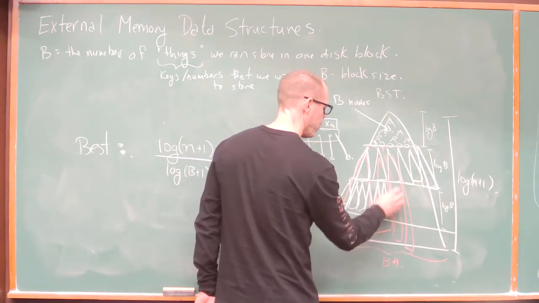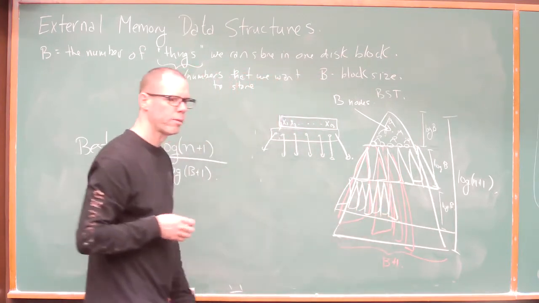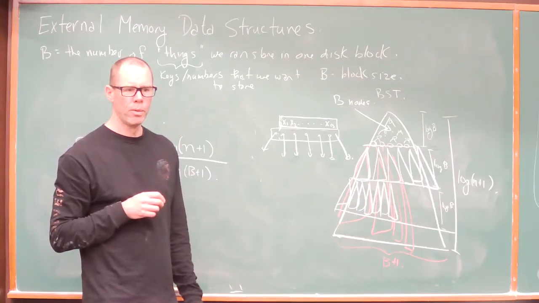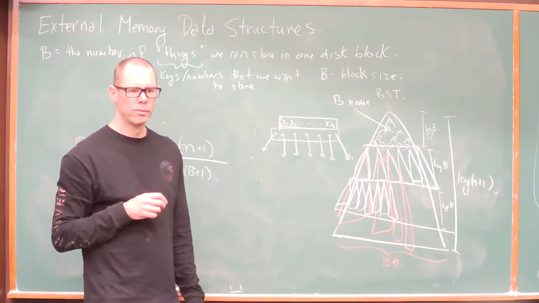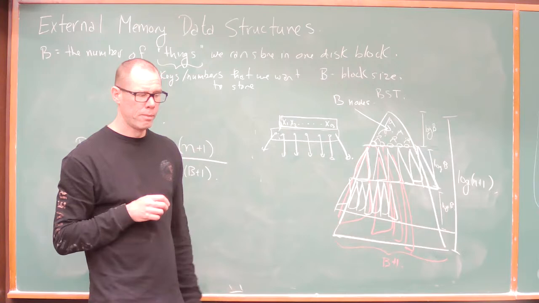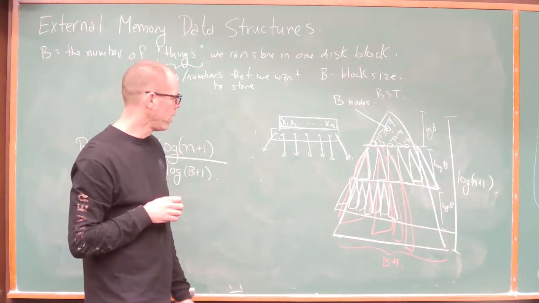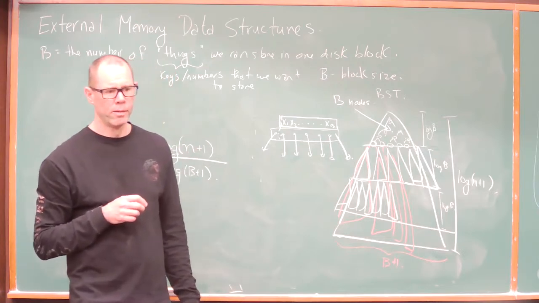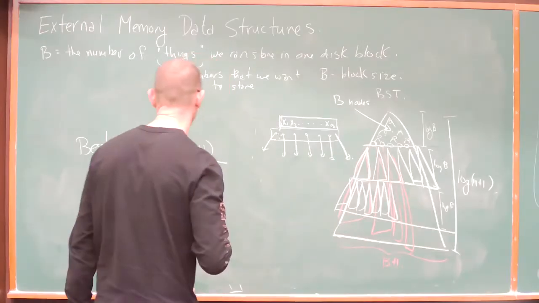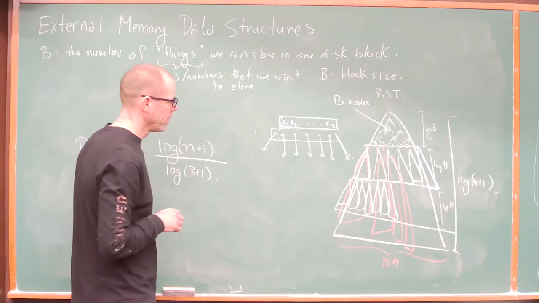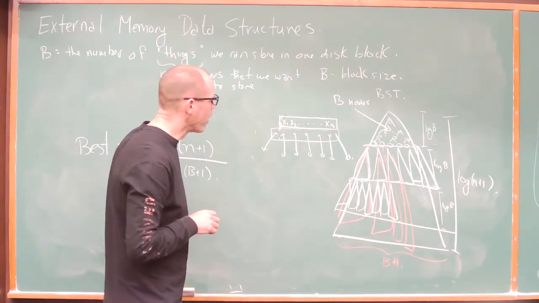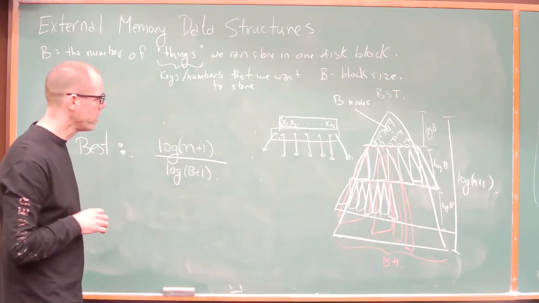And do you know the name of this data structure? Anyone heard of this before? It's about 50 years old. Tyler put it in chat already, but a B tree. Yeah, so it's a B tree. So that's why it's called the B tree. That's why B is universally the block size in these external memory models.